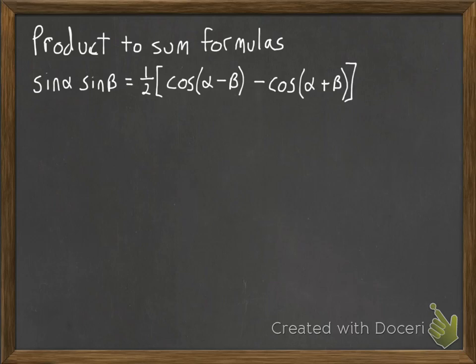Now these identities, these product to sum formulas, are useful when you get into calculus and you need to take a product and rewrite it into a sum. Because in calculus, one of the things you do is called integration. And integration with something in the form sine alpha sine beta is very difficult. But sometimes when it's written as a sum, we're still able then to work the problem out.